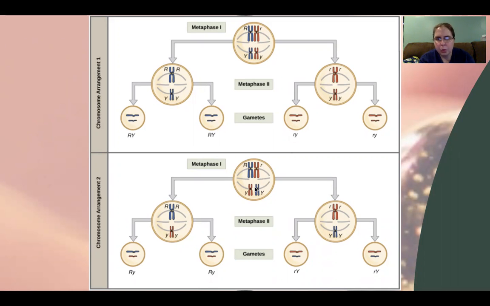Well, what if it just so happened that the chromosomes lined up differently during meiosis? Then we can have big R, little y, or we can have little r, big Y. So that is different combinations of how we can separate these along. And that's not even taking care or talking about crossing over and the fact that we have 23 pairs, not 2 pairs. So there's a lot of possibility.